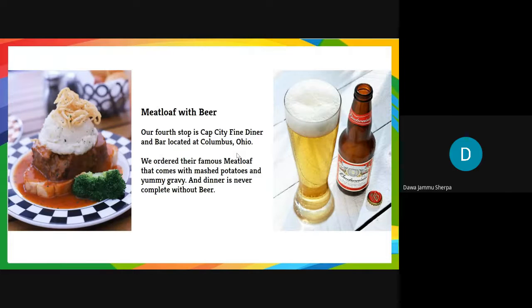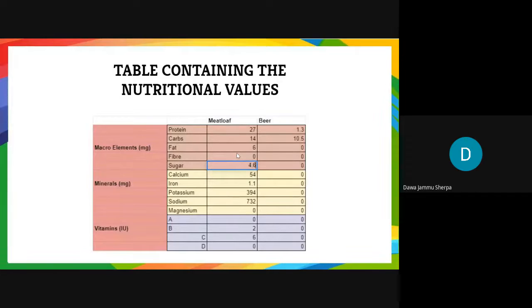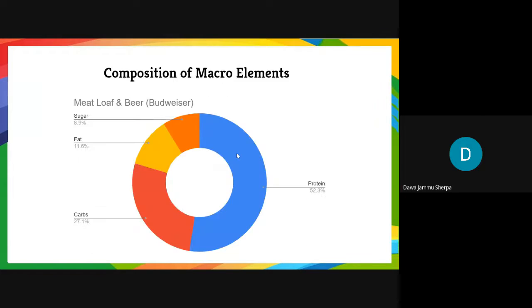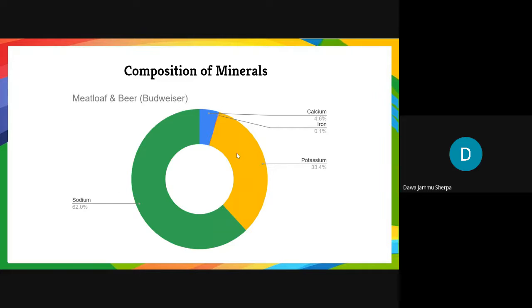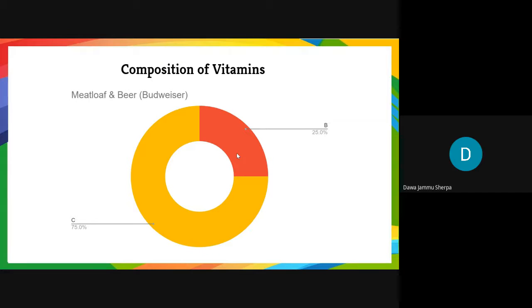Next, please. As per the research, I would like to present some of the nutritional value of the food that I had. Next slide. These are the composition of my food, the composition of macro elements. Next slide. Composition of minerals. Next slide. And the composition of vitamins.